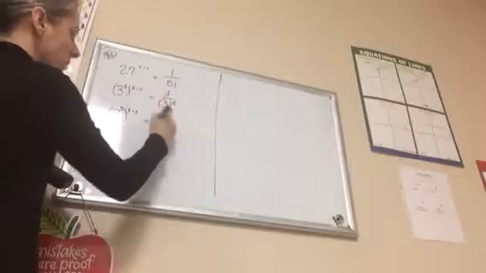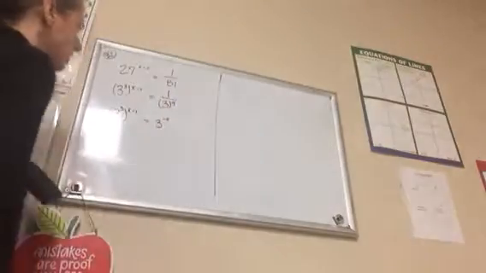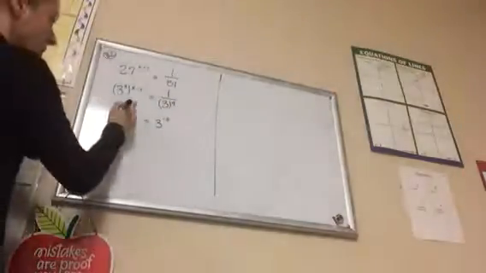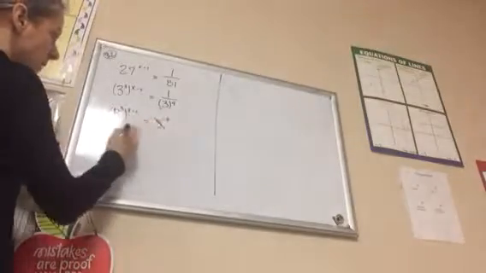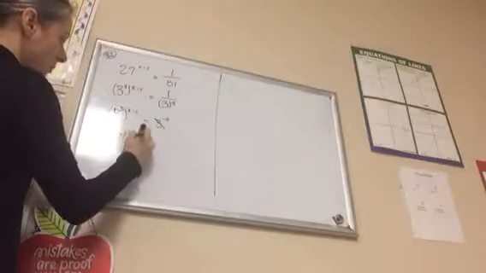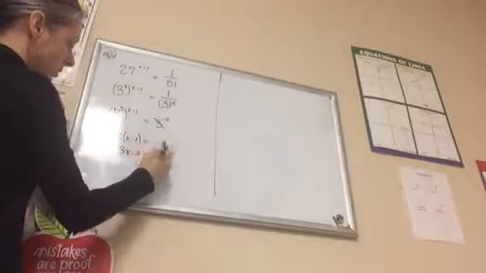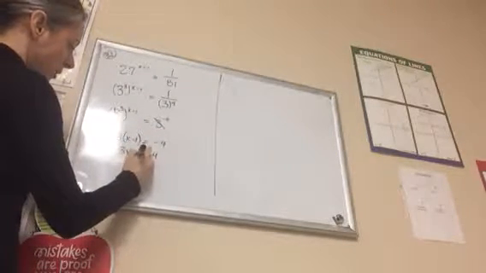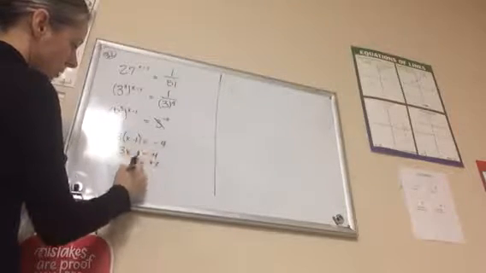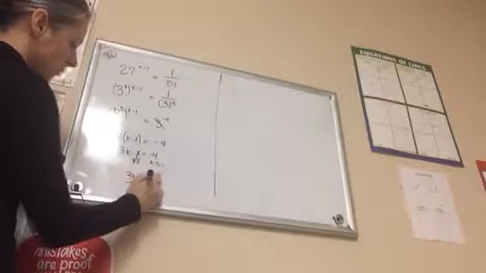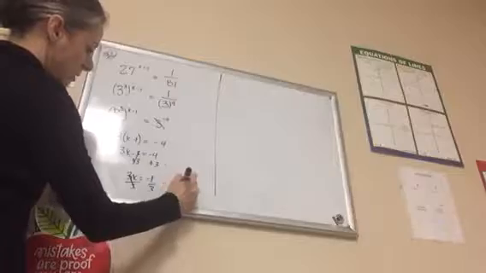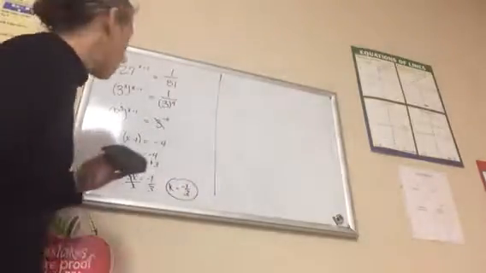We can get this out of the denominator by making our exponent negative. Now we cancel our bases, and we have 3 times x minus 1 equals negative 4. 3x minus 3 equals negative 4. We add 3 to both sides. 3x equals negative 1, and x equals negative 1/3.